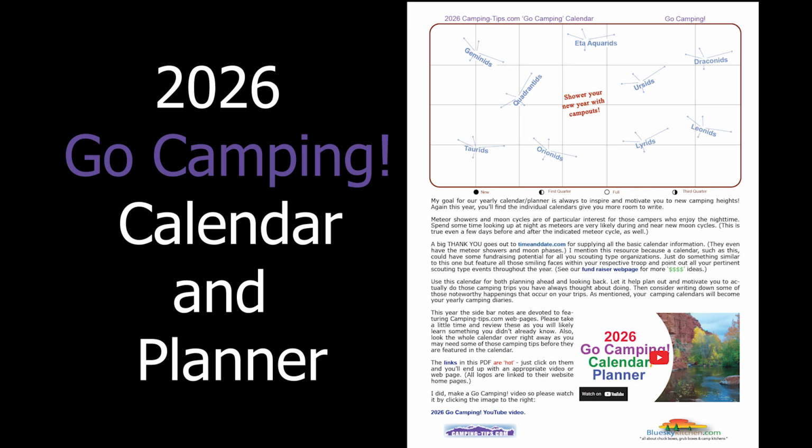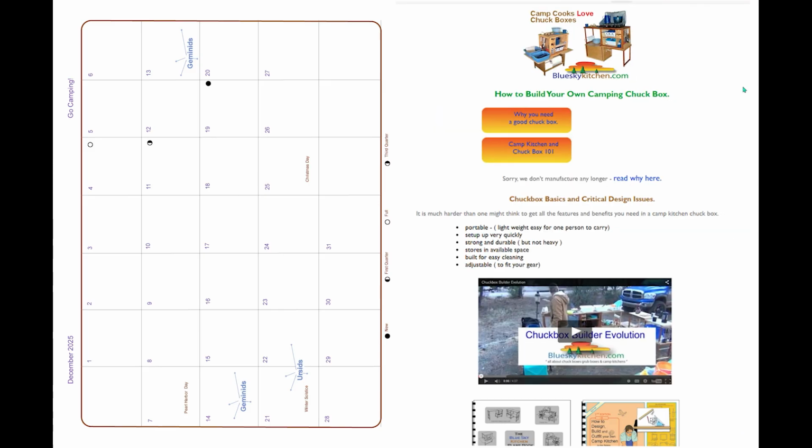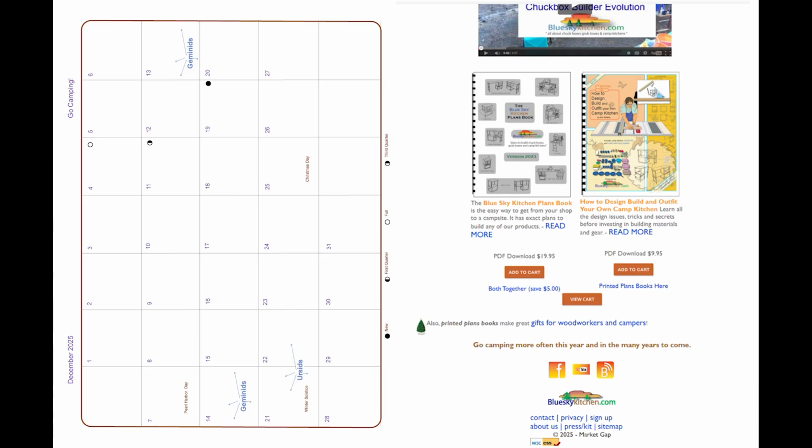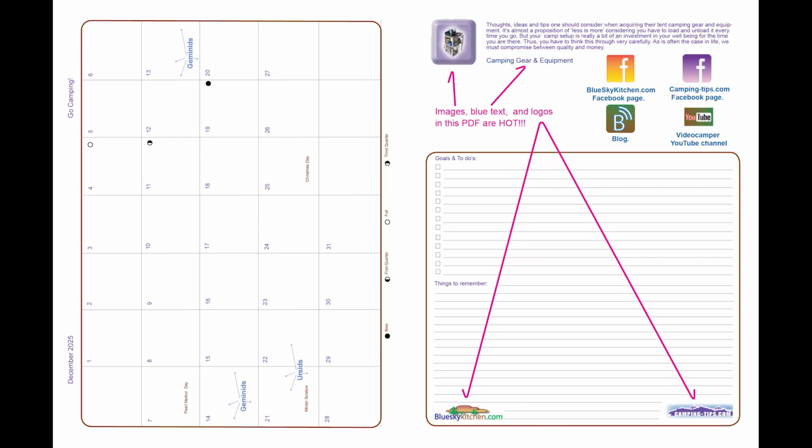So here's our 2026 Go Camping calendar and planner. What I'm trying to point out to you here on this page on the right is that all those links are hot, and therefore if we click on this logo in the lower left, that's going to take us to some web page. In this example, that of course would be our blueskykitchen.com website.